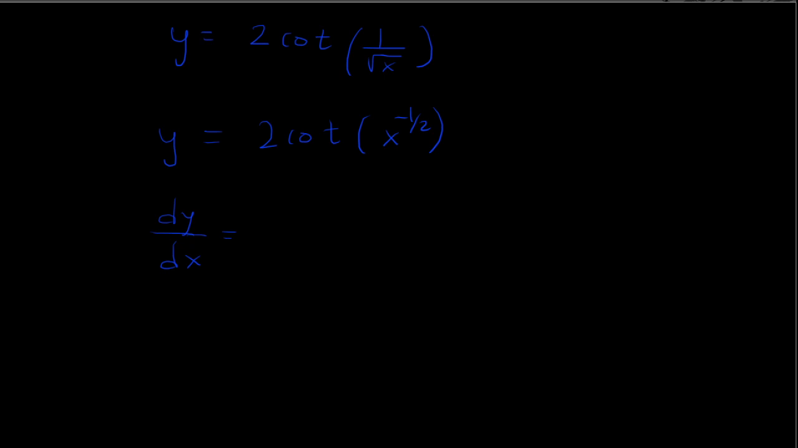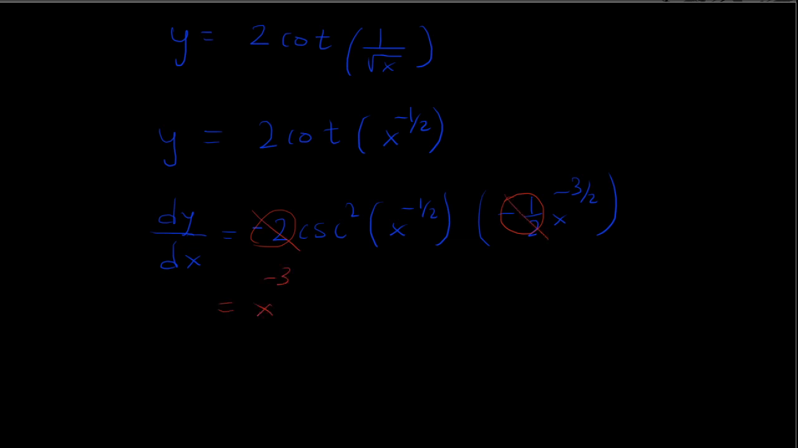So we'll be taking the derivative of the outside function. So the derivative of cotangent is negative cosecant squared. Leave the inside the same. And then take the derivative of the inside. So I have a negative 2 and a negative 1/2. So those are going to cancel each other. So I would have x to the negative 3/2 times cosecant squared of x to the negative 1/2.